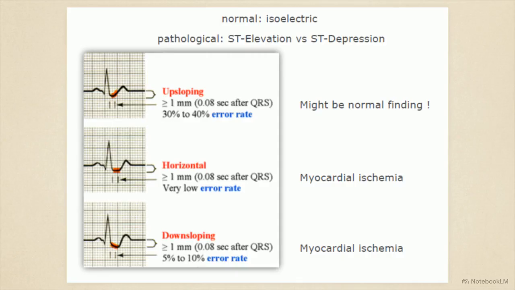Step 7 evaluates the ST segment. This image shows the contrast between normal and pathological findings. Upsloping can be a normal variant, but horizontal or downsloping ST depressions indicate myocardial ischemia.